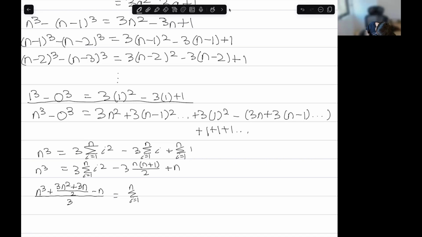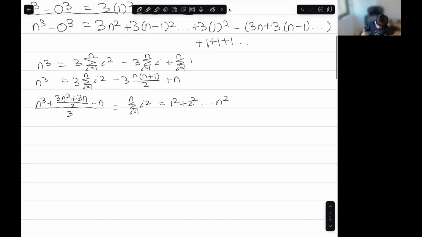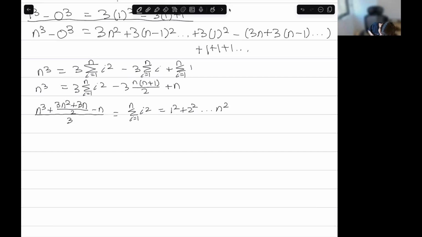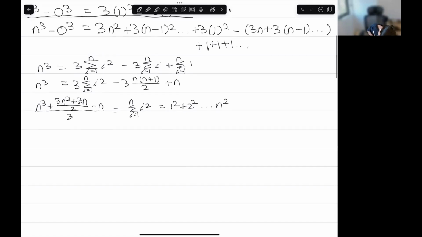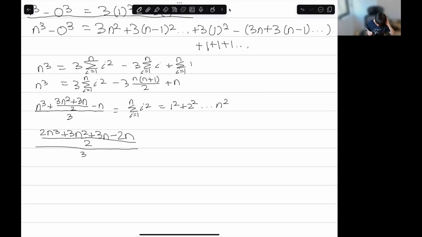The sum from i equals 1 to n of i squared, or if you prefer seeing it this way, it's 1 squared, 2 squared, up to n squared. So now to figure out what this actually is, we can just do some simplifications, take everything over a common denominator of 6. We get 2n cubed plus 3n squared plus 3n minus 2n, all over 2, and then the overall denominator.